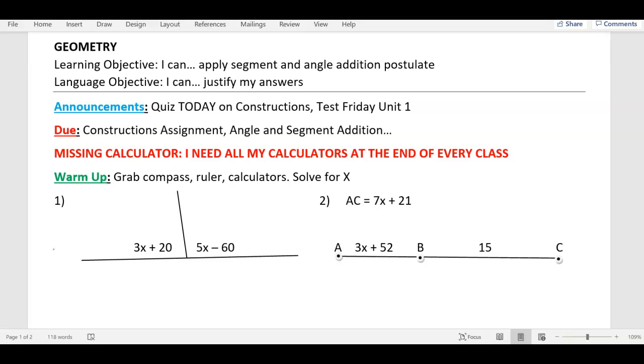Okay, so today your objective is to apply the segment and angle addition postulate. That's what we did yesterday on the notes. If you weren't here, a copy of the blank notes and the filled out notes is in the same folder in the blue bin, okay?